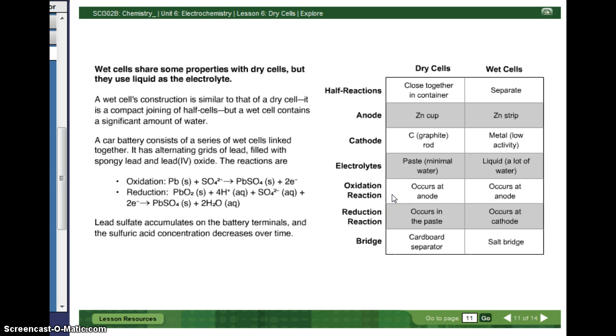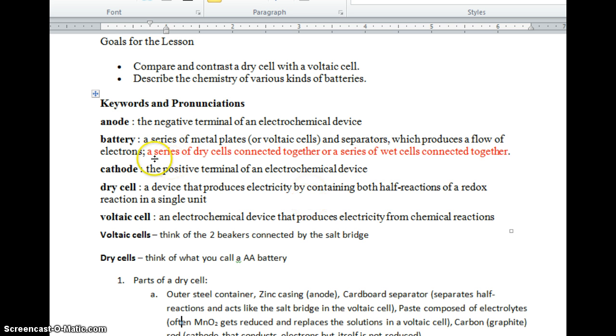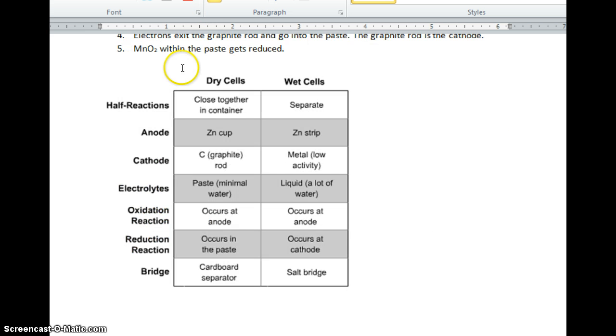The oxidation reaction occurs at the anode in both. The reduction occurs in the paste for the dry cells, or what we call AA batteries, and for wet cells it occurs at the cathode. The bridge is a cardboard separator, but for wet cells it is a salt bridge. And in our notes, I added to our definition of batteries. It's a series of dry cells connected together or a series of wet cells connected together. And then I just copy pasted this diagram.